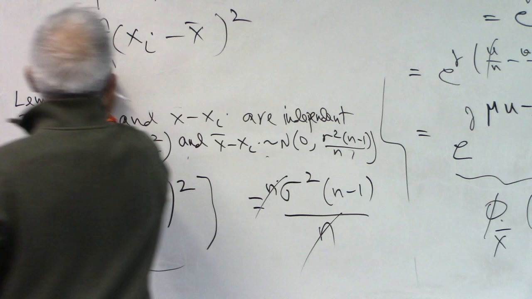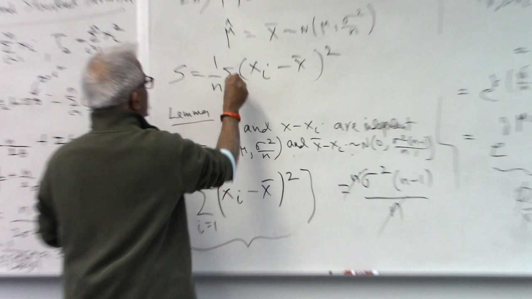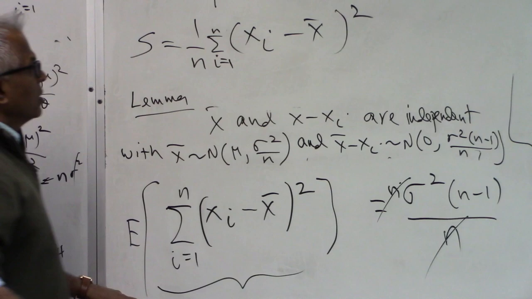The statisticians have a special notation for that. They use S, so I'm going to use S. Look at here, I'm divided not by n, I'm going to divide that by n minus 1.